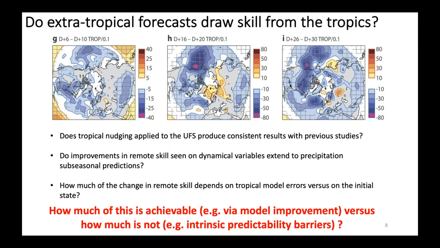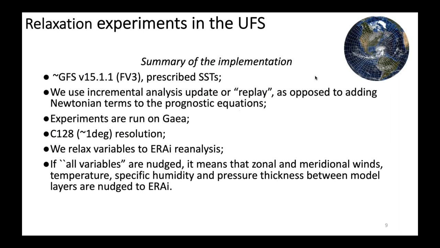So for our implementation, we used an early version of the UFS with prescribed SSTs as used in operations. We use incremental analysis update as opposed to the traditional nudging where you use Newtonian relaxation of the prognostic equations. And we do that because with the IAU approach, we can do everything on the script level, so it makes it really easy to port across versions of the UFS. And in the end, it produces very similar results to the standard Newtonian damping. All of our experiments are run on Gaia at C128, which is roughly a degree horizontal resolution. And then we are relaxing all of our forecast fields to ERA-Interim.